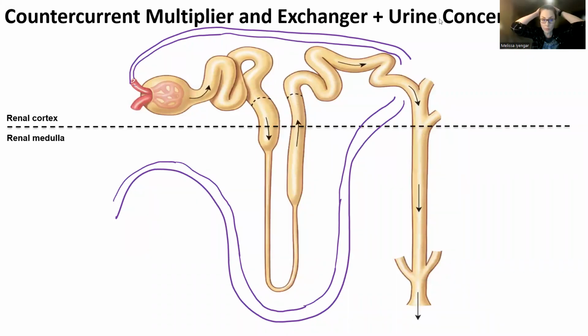Okay, so probably one of the biggest things that most students have a hard time with in the urinary system is the countercurrent multiplier and exchanger and how urine is concentrated. I think I did this in office hours probably 3 or 4 times, and I still had people ask me questions about it. I know it's a very complicated process.